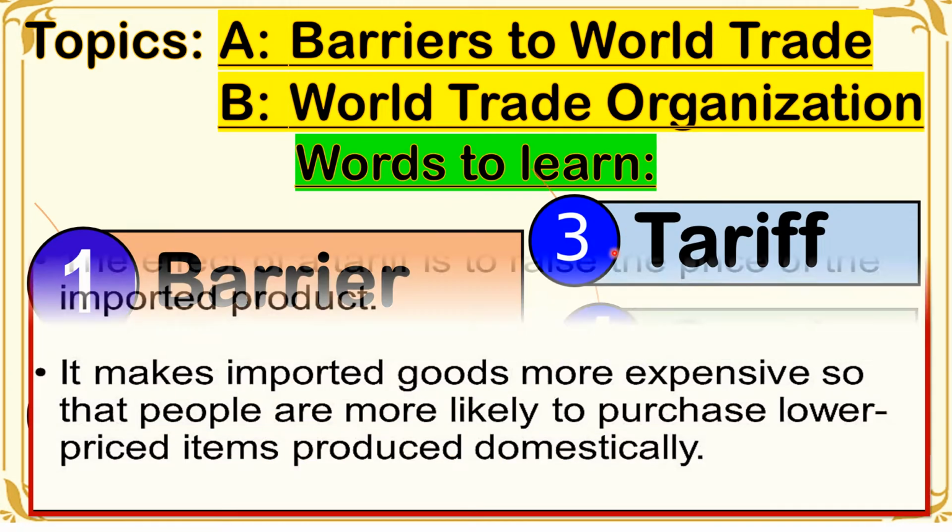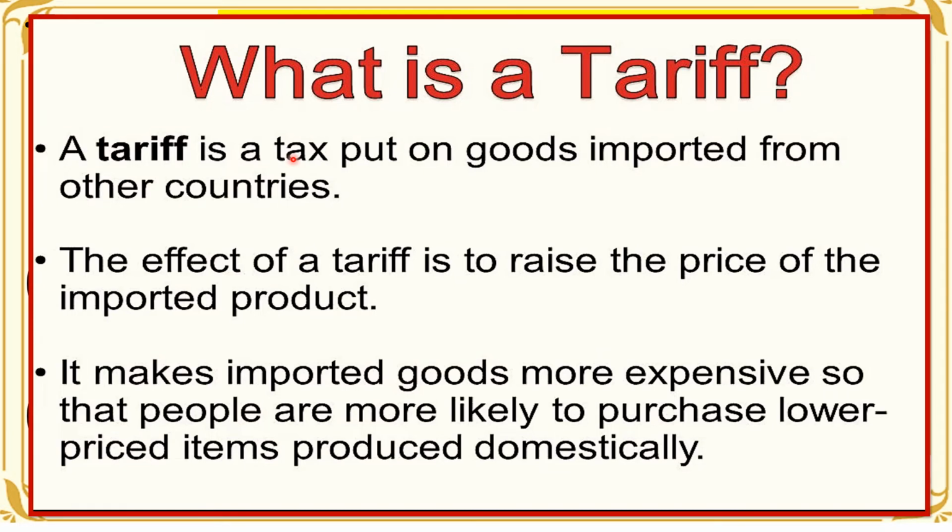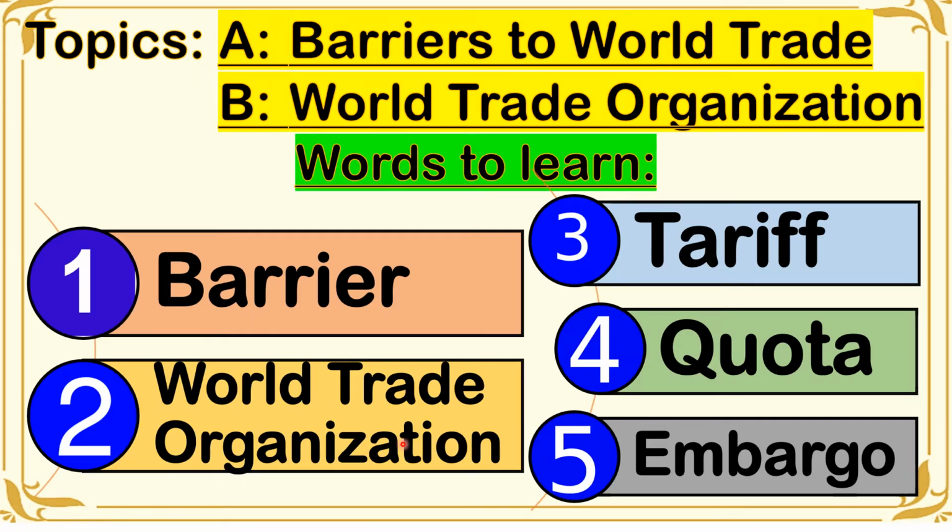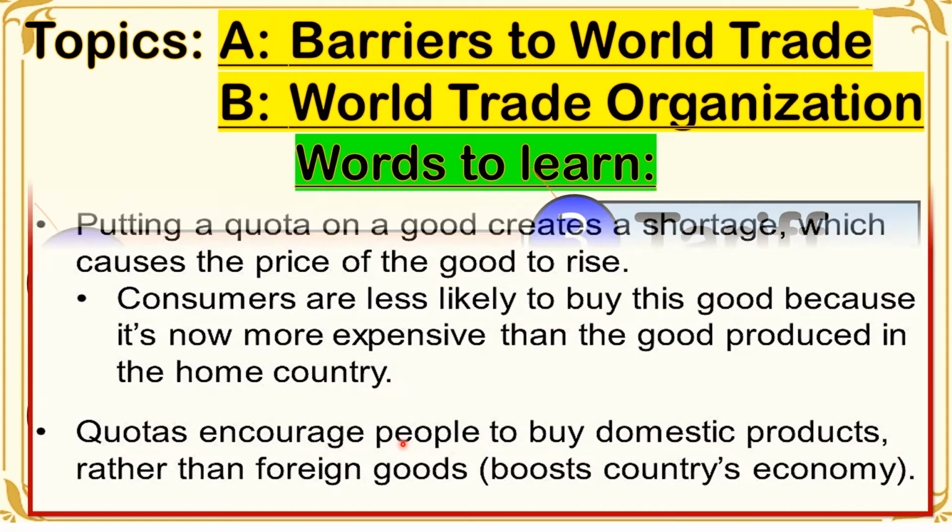Next is tariff. So when we say tariff class, it's actually a tax put on goods imported from other countries. The effect of a tariff is to raise the price of the imported product. So why do you think they have to do this? Because it makes imported goods more expensive so that people are more likely to purchase lower priced items produced or made locally or domestically.